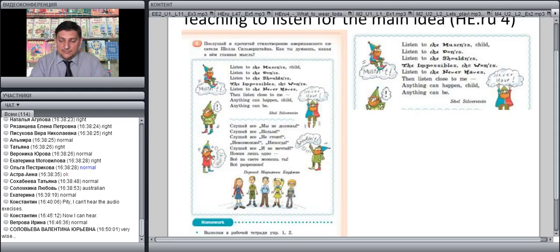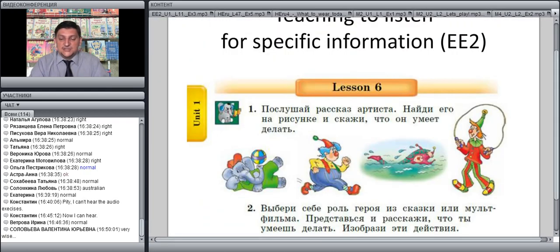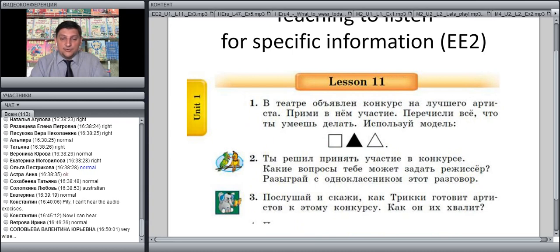Let's have a look at some more examples. When we teach students to listen to specific information, the kinds of questions we ask can be very, very different. It's not only those special questions like who, what, and when. Another important type of question is how. So, for example, when you listen, you can check the student's understanding by asking them to point at the right picture, because this is the first year of studies. You can ask students to fill in a table, to fill in the gaps, and so on. Another way is to ask students to focus on the responses they hear.